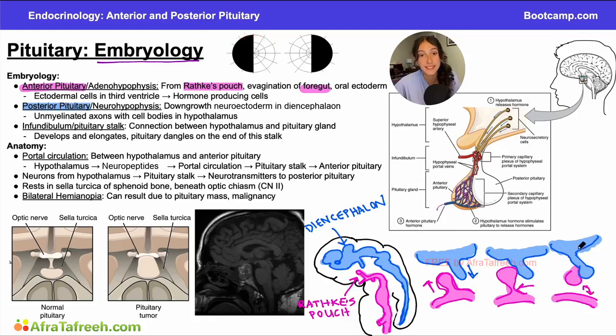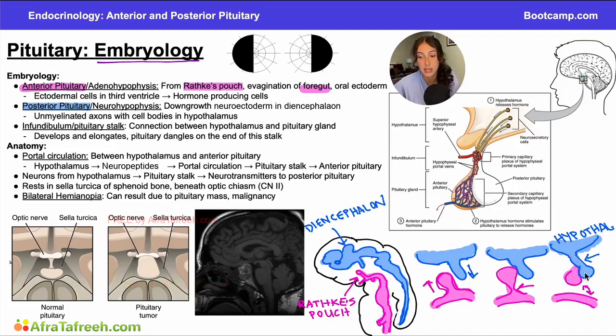And you can see that contrary to our anterior pituitary, which is completely separate from Rathke's pouch and our foregut at this point, our posterior pituitary is still attached to its embryological structure, and that is how our posterior pituitary is connected to the hypothalamus, which also arises out of the diencephalon. So you have your hypothalamus up here, then you have this pituitary stalk, which is the connection between the hypothalamus and your pituitary.